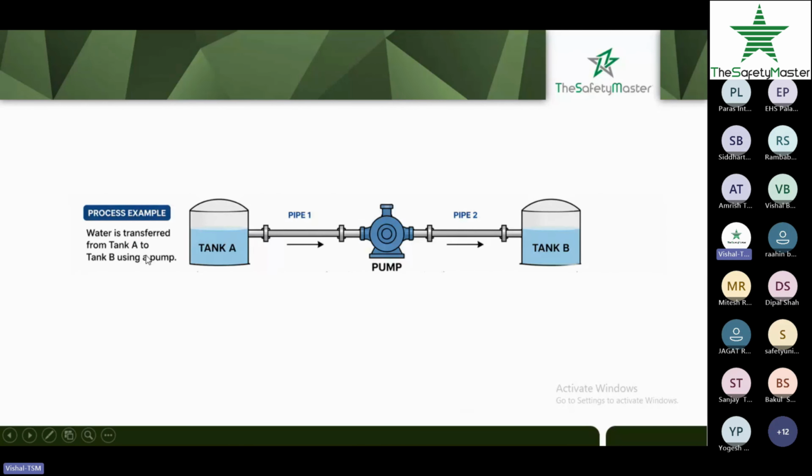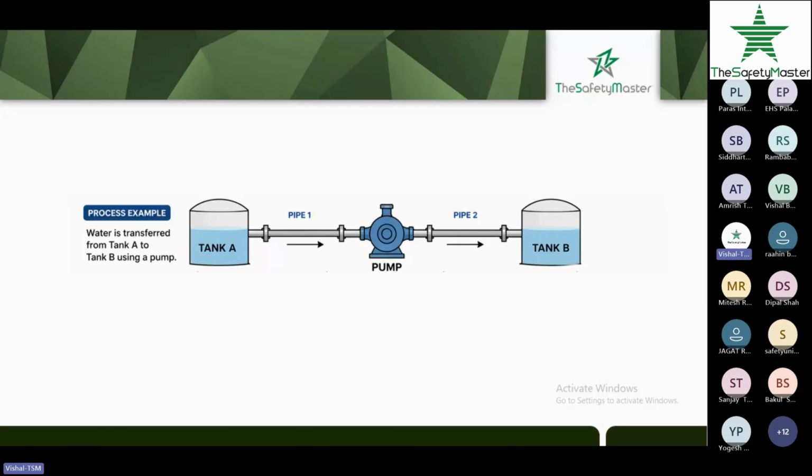So what is happening? Water is transferred from tank A to tank B using a pump. This is our node 1. Clear? Here we are taking the parameter flow, and we are considering the guide word as no flow. No flow means the deviation will be no flow of water from tank A to tank B. So this will be your deviation.